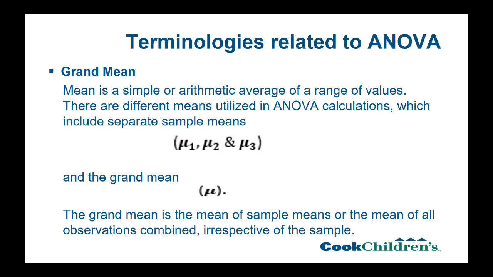So one of the terminologies related to ANOVA is the grand mean. The mean is the simple or arithmetic average. We all know that. But there are different means utilized in ANOVA calculations. When you have the separate sample means, mu, it could be mu1, mu2, or mu3, but the grand mean is the mean of sample means or the mean of all the observations combined, irrespective of the sample. So the grand mean is sometimes referred to as the mean of means. That's a terminology that is important to know.